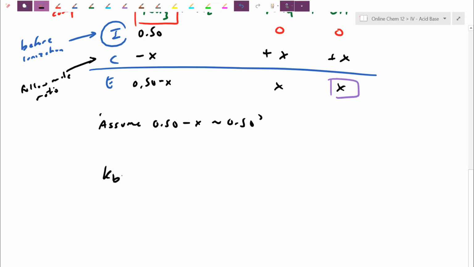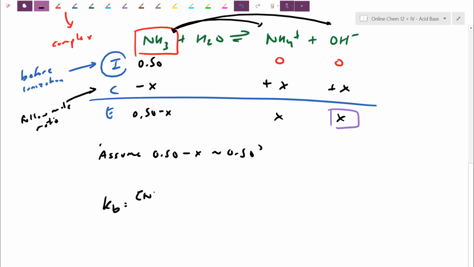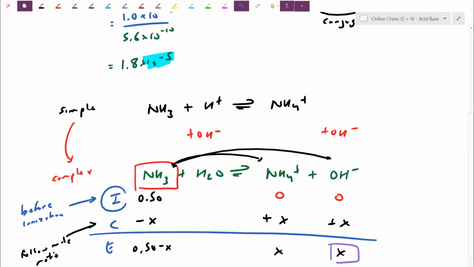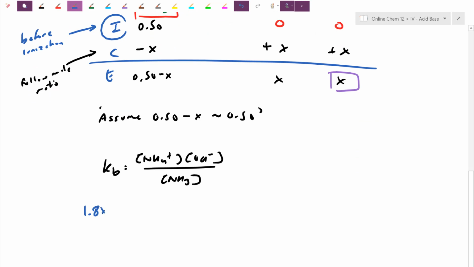We're ready to write out the Kb expression. The Kb is products over reactants, so ammonium times hydroxide all over ammonia. The Kb constant that we had calculated from earlier is 1.8 times 10 to the negative 5. On the top, I'm going to sub in x times x. It would have been a divide by 0.5 minus x, but I've already made my simplifying assumption. Relative to my starting 0.5, I actually lose really little of it. So now we're going to multiply the 0.5 up. 1.8 e negative 5 times 0.5, with the square root, gives me an x value of roughly 3.0 times 10 to the negative 3.